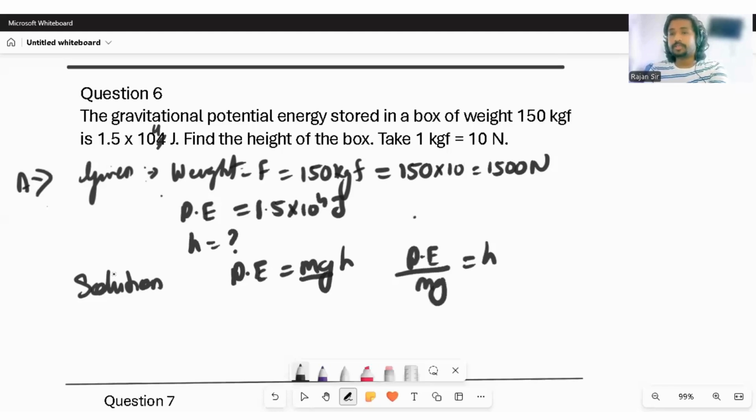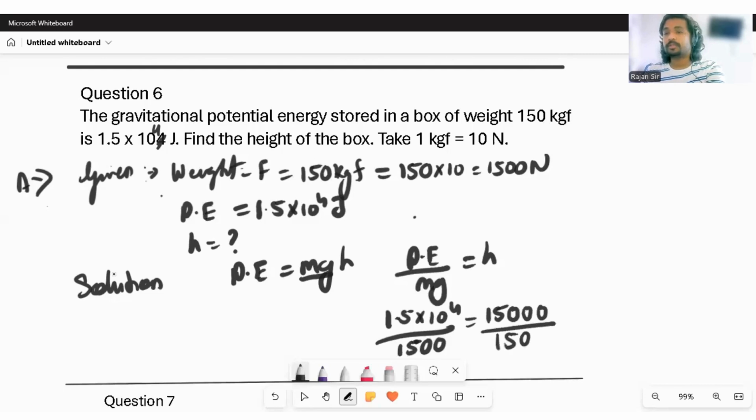So we have potential energy to be 1.5 into 10 raised to 4 upon 1500. 10 raised to 4 is 10,000. Multiply 10,000 with 1.5, we have 15,000, upon 1500. You can just cancel. So the answer comes out to be 10 meter. That's your answer. The height of the box is 10 meter from the ground. I hope that was easy. Let's go ahead.